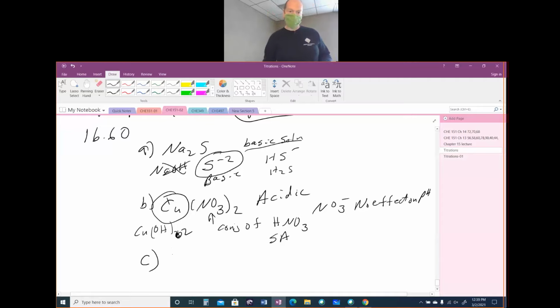KNO3, when we do KNO3, all salts of potassium are soluble. KOH is a strong base. All right, and so K, just like sodium, has zero effect on pH. And then we just did the NO3 minus. This is the conjugate of a strong acid. It has zero effect on the pH. This one is neutral.